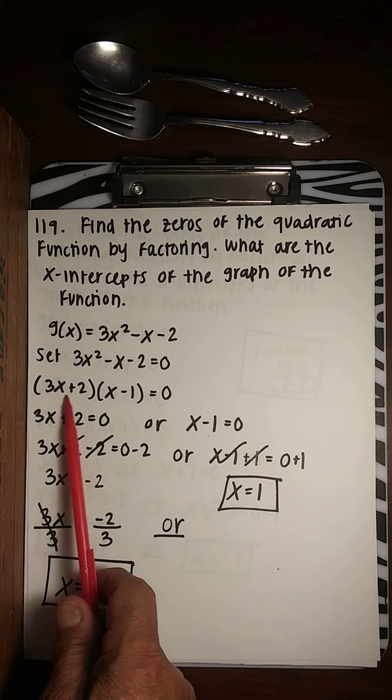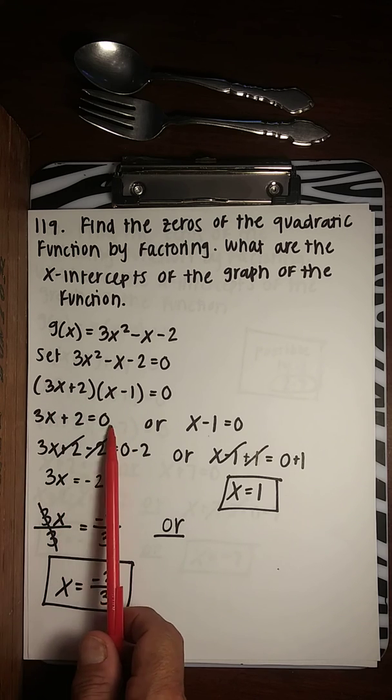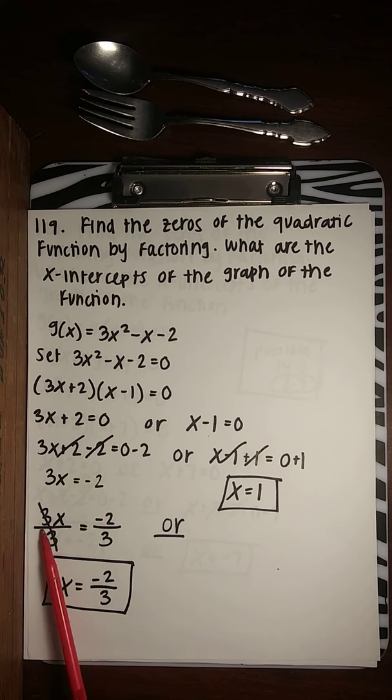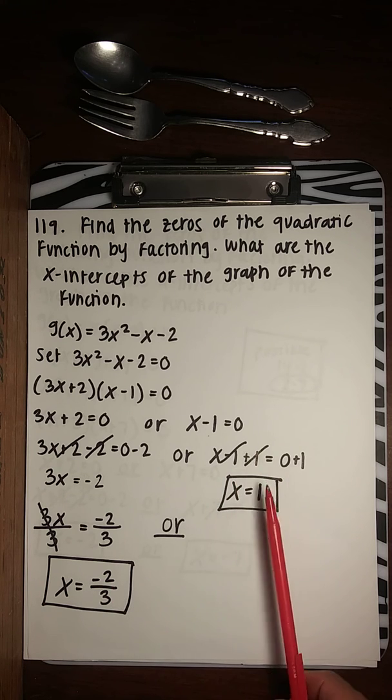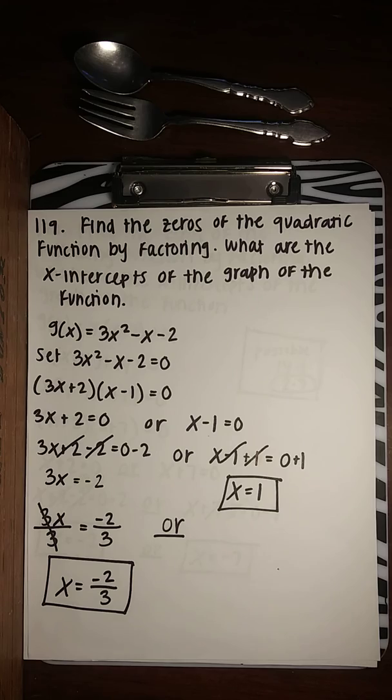Set this equal to 0. These are the factoring of it. So 3x plus 2 equals 0. Minus 2, minus 2. Divided by 3, divided by 3. One answer is negative 2/3. Add 1. So x equals 1. It's the other one.